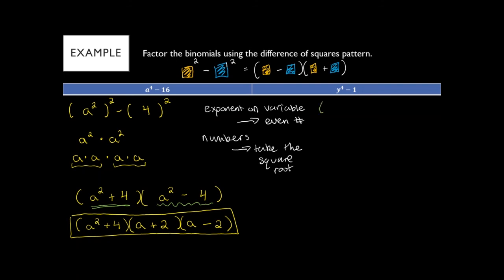Okay, so let's do this on the example on the right, the y to the 4th minus 1. Same pattern. I'm going to rewrite this as y squared, all squared. And then 1 is the same as 1 squared because the square root of 1 is 1. So I'm going to use our pattern. I'm going to have y squared in front, 1 in back.